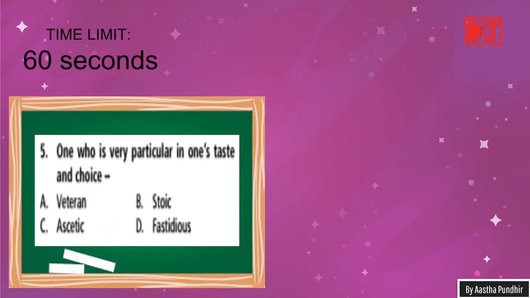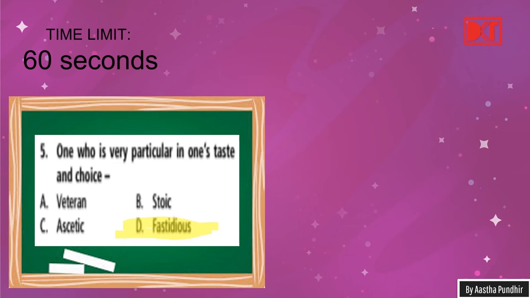Okay, here we have one who is very particular in one's taste and choice. Veteran, stoic, ascetic or fastidious. So that is fastidious. It's a person who is very concerned about all these details and their tastes and choice.